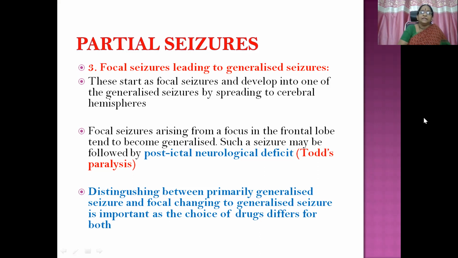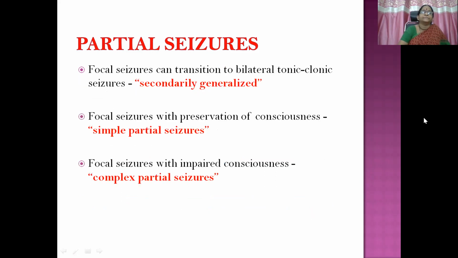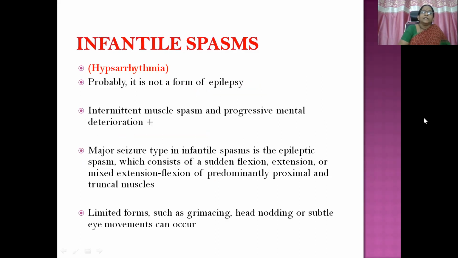Okay. Then distinguishing between primarily generalized seizures and focal evolving into generalized seizure is very, very important because the choice of drugs varies between the two. So simple partial seizures are focal seizures with preservation of consciousness. If there is no consciousness, then complex partial seizures, and focal seizures transiting to bilateral tonic-clonic seizures, that is secondarily generalized. Then the last one, that is infantile spasms, otherwise known as hypsarrhythmia.